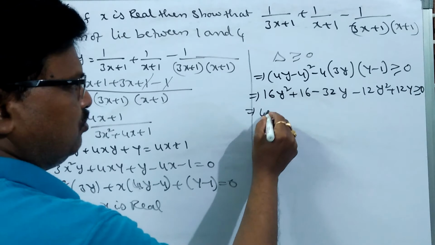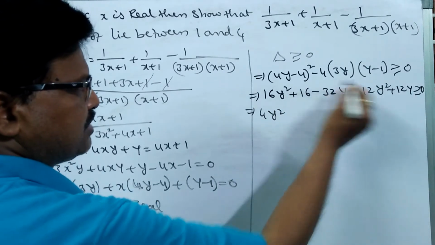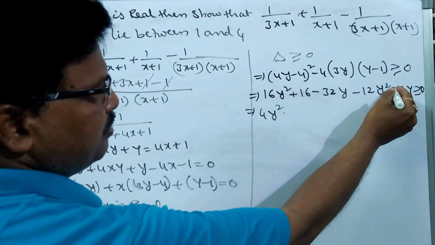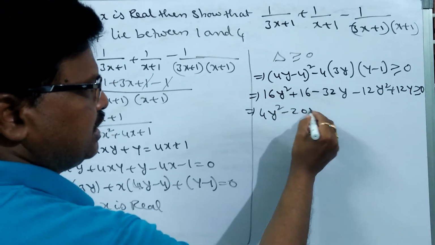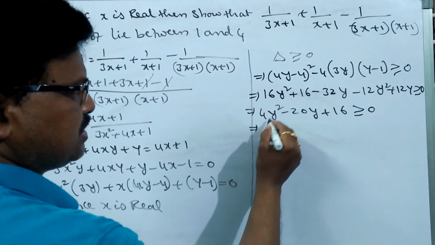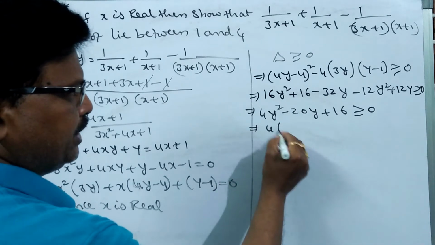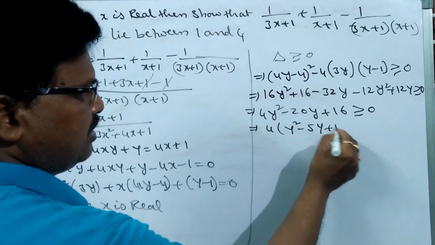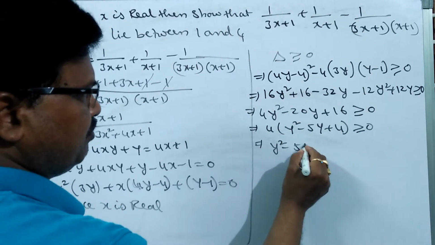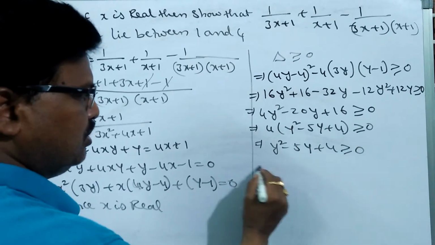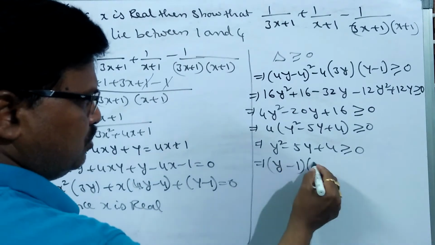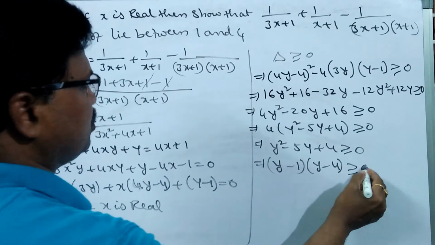Further simplification: 16y square minus 12y square is 4y square, minus 32y plus 12y is minus 20y, plus 16, greater than or equal to 0. This implies divide by 4: 4 into y square minus 5y plus 4 greater than or equal to 0. Send this 4 to the other side. y square minus 5y plus 4 greater than or equal to 0. If you find the factors, you are going to get y minus 1 into y minus 4 greater than or equal to 0.